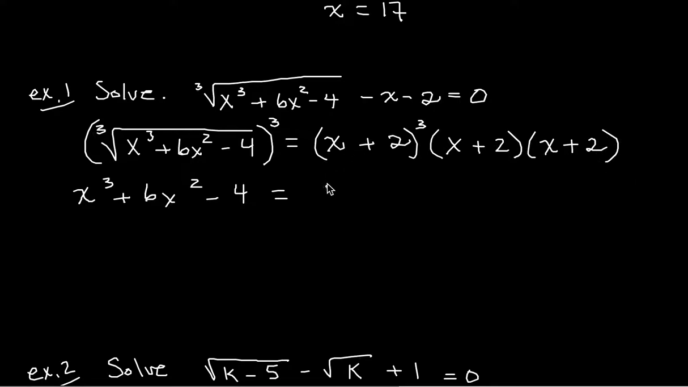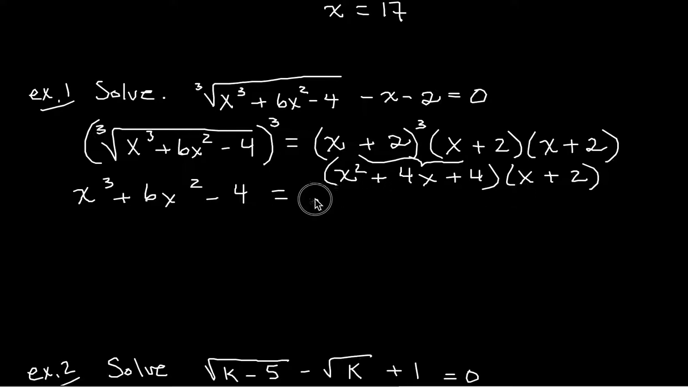First, we're going to get x squared plus 4x plus 4 times x plus 2. So I FOILed these first two. And then I'm going to take x times all 3 of them and 2 times all 3 of them, and I'm going to combine my like terms, and we're going to end up getting x cubed plus 6x squared plus 12x plus 8. So that's what happens when we distribute the x plus 2 through the x squared plus 4x plus 4.